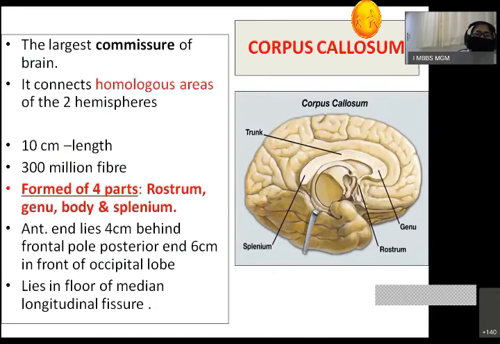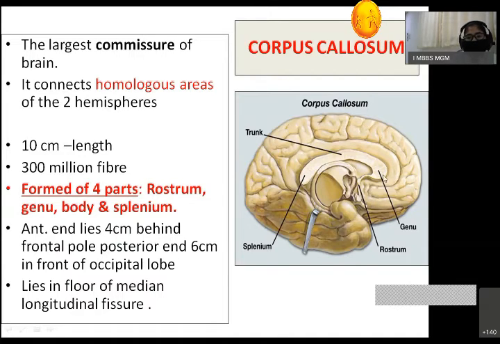This corpus callosum is the largest commissure of the brain. It connects the homologous areas of the two cerebral hemispheres. Its length is 10 centimeters and it contains almost 300 million fibers. It shows four parts. Anterior to posteriorly, the anteriormost is the rostrum, then the genu, then the trunk or body, and the posteriormost, thickest part is the splenium.